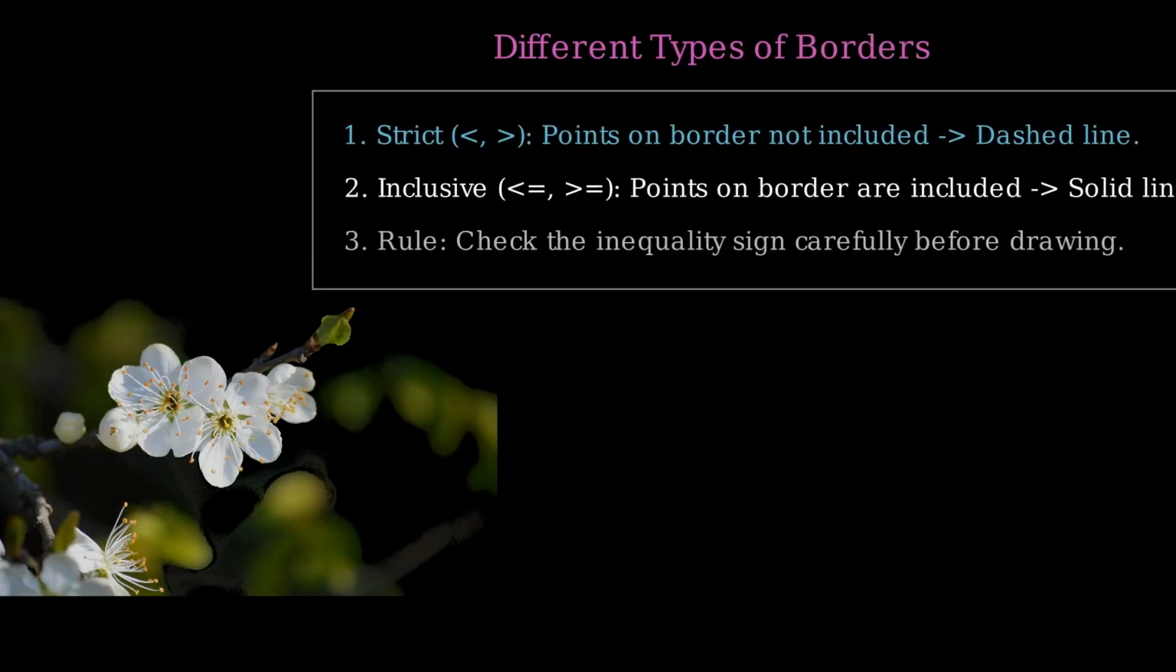Inequality regions can have different types of borders. A strict inequality using greater than or less than signs does not include the border, so we draw it as a dashed line. However, inequalities with greater than or equal to or less than or equal to do include the border, so we draw it as a solid line.